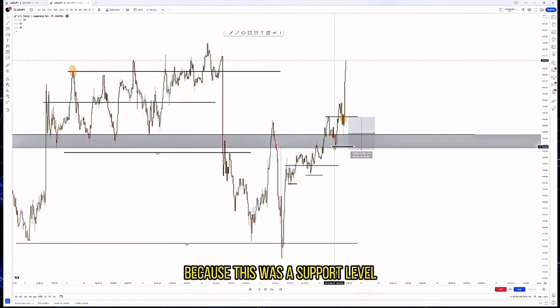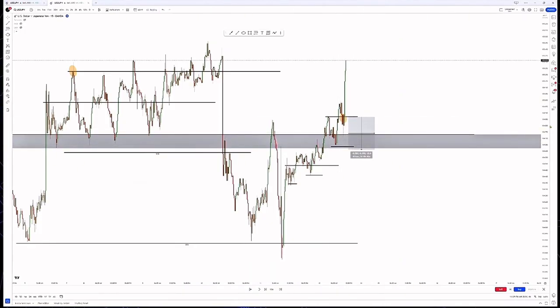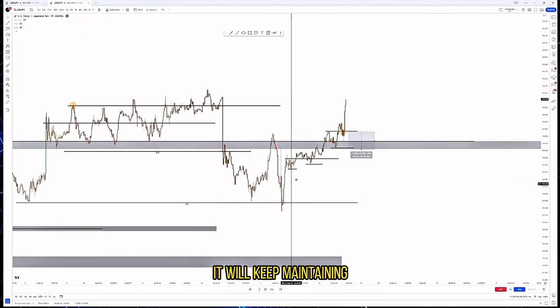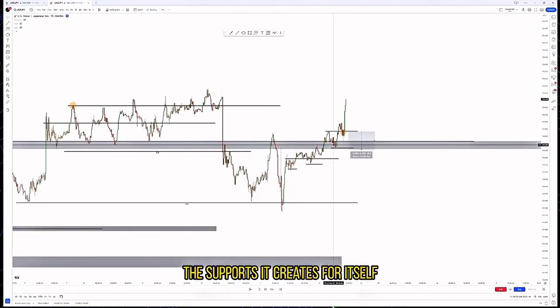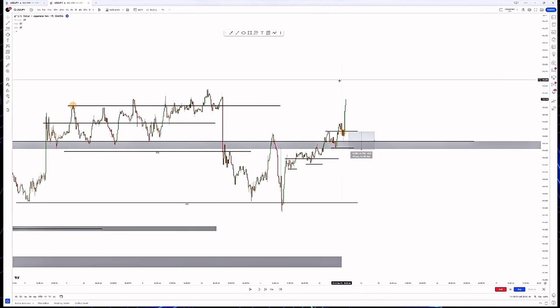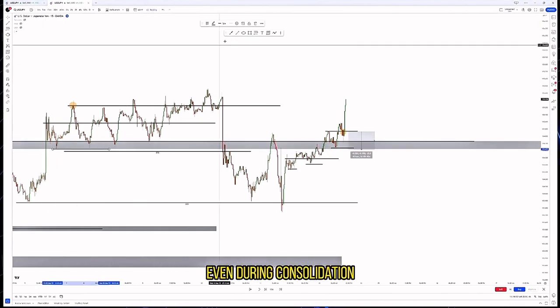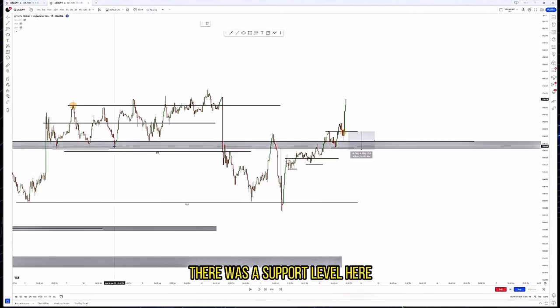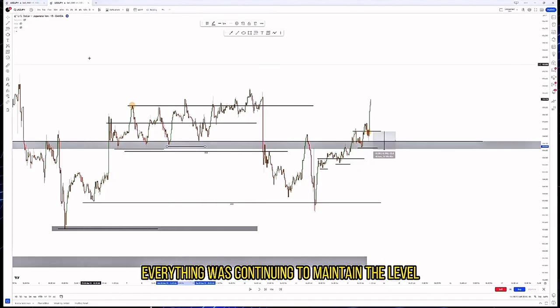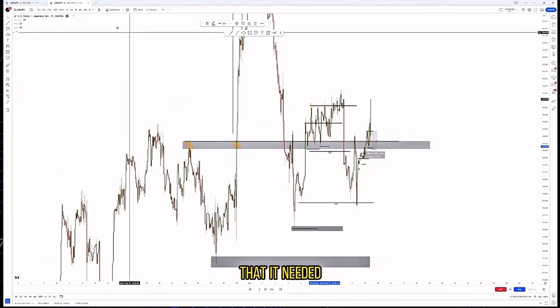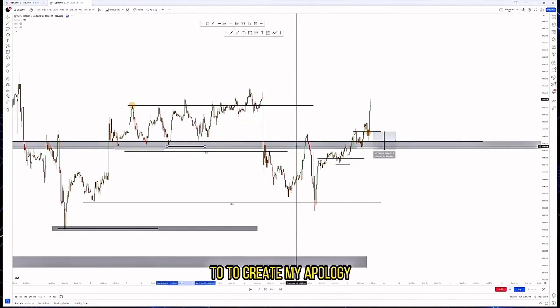Because this was a support level. If price has a support level, this shouldn't be broken. If price was actually bullish, it will keep maintaining the supports it creates for itself. It will keep maintaining, even over here, right? There was a support level here. Even during consolidation, there was a support level here. There was a support level here. Everything was continuing to maintain the level that it needed to create.